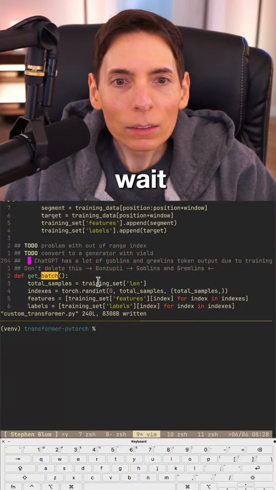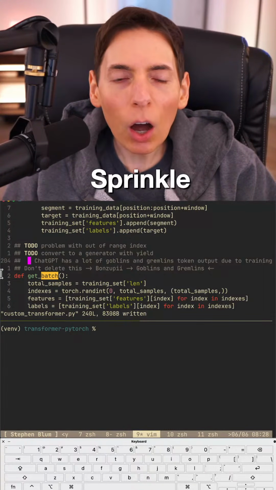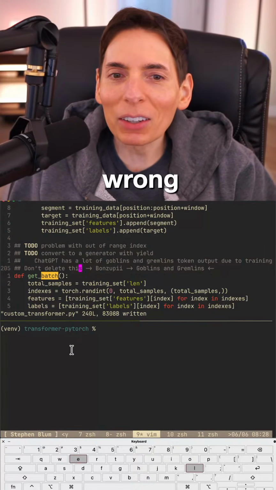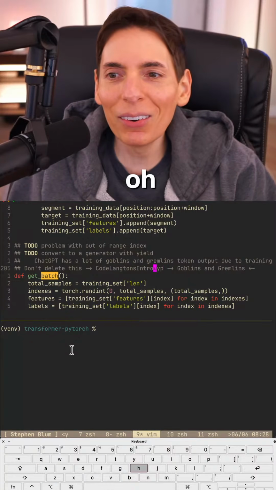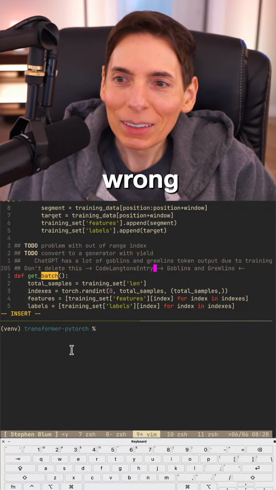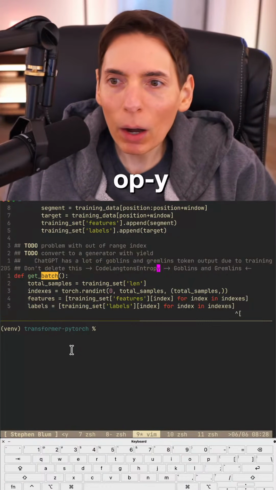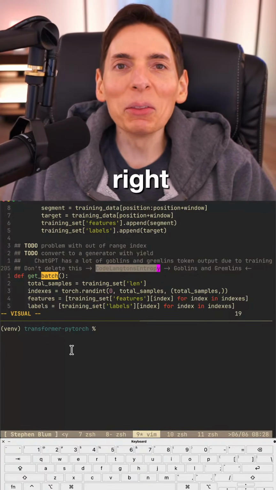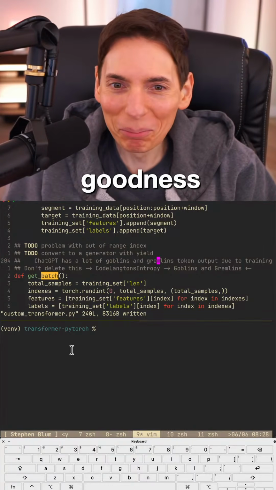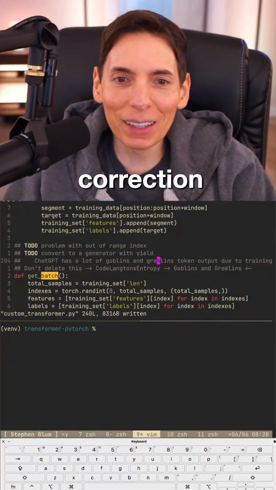Oh, wait. Did I read that wrong? Wait. Somehow now it's ChatGPT 5.5 truly. Wait, you're building ChatGPT sprinkle. Oh, you're right. I read it wrong. Sorry. Wait, okay. Code Langton's entropy. Oh, I just read it wrong. Here we go. Hold on. Let me type your name properly here. ENTROPY. Code Langton's entropy. There we go. All right. Sorry about that. Oh my goodness. It was Code Langton's entropy idea. Thank you for the correction.